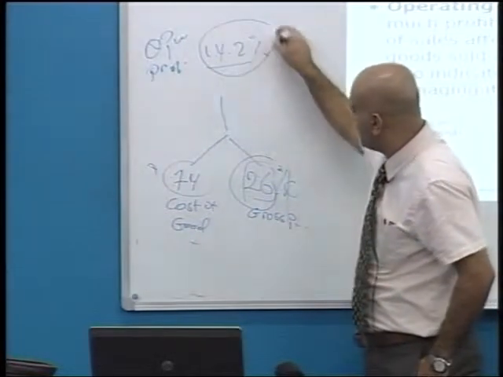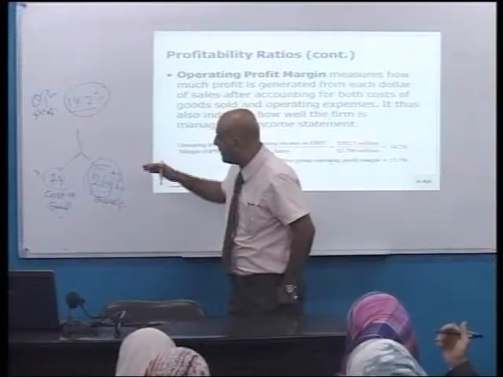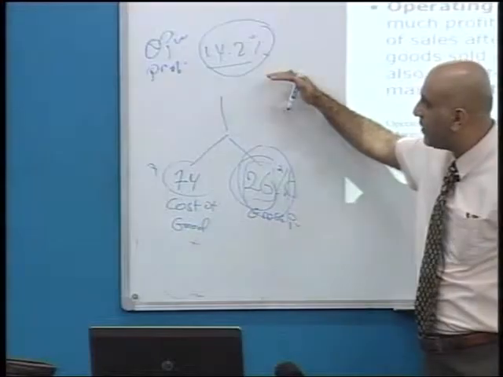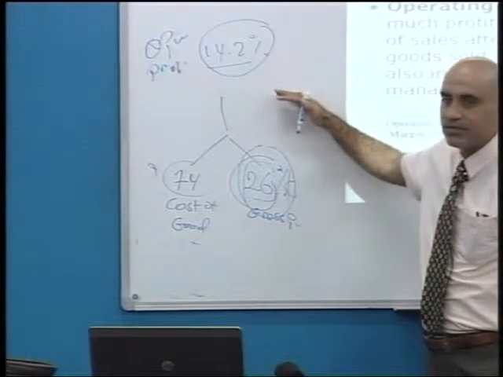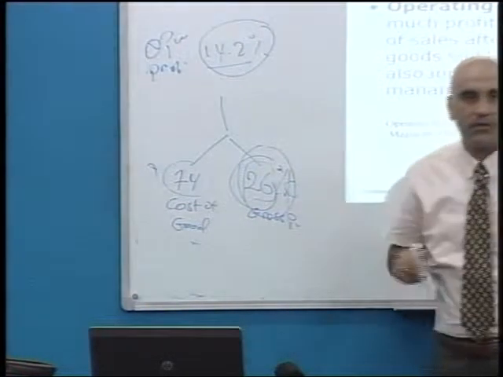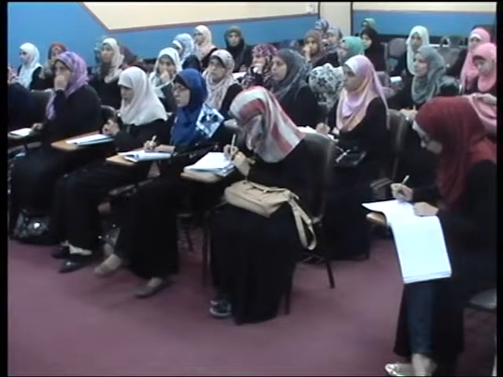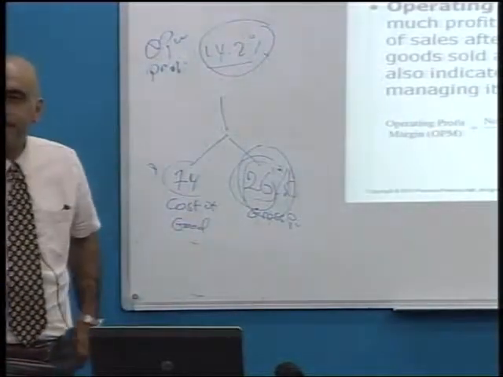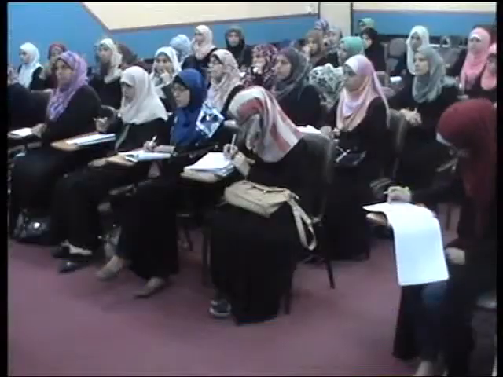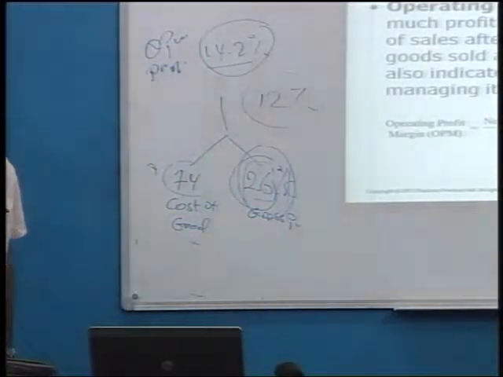Just look at this and look at this. Why did the operating profit margin drop to 14%? Yes, which expenses? You are right, operating expenses. Do you know how much? 12%. So the operating expenses cost us around 12%.